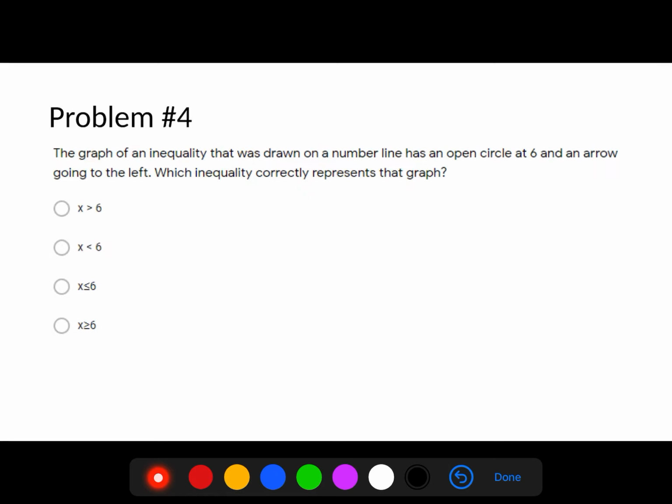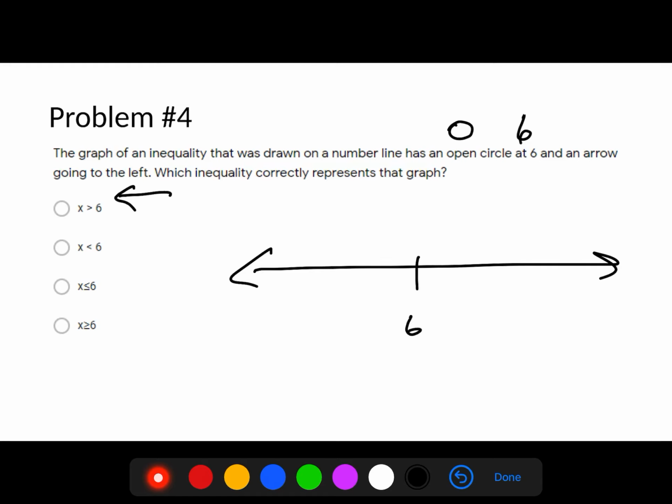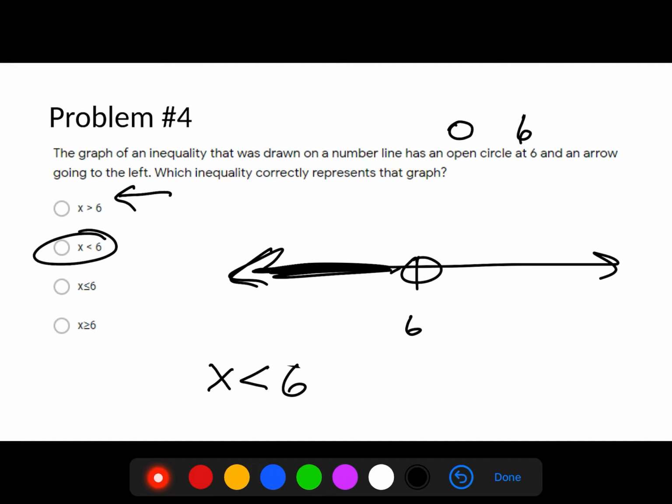Question number 4, the graph of an inequality that was drawn on a number line has an open circle at 6 and an arrow going to the left. Which inequality correctly represents the graph? So on a number line, on 6, you have an open circle and it's going to the left. So remember that will be less than. So it's all the numbers that are less than 6. So x is less than 6. Since it's an open circle, it cannot have the equal part underneath. So x is less than 6. That would be the symbol.